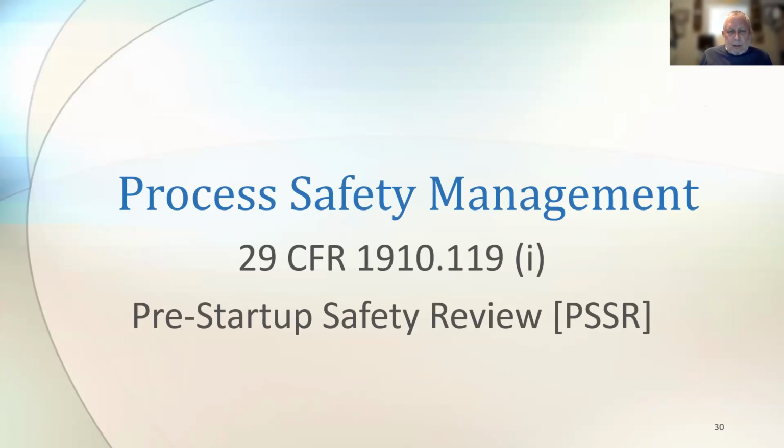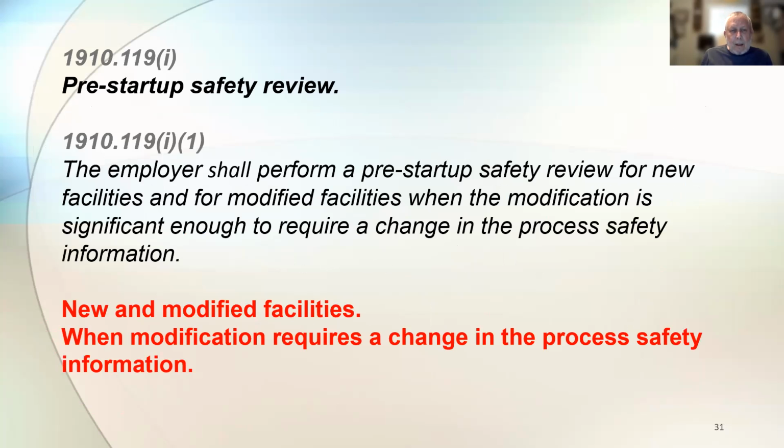One more thing, that process pre-startup safety review, usually called PSSR, 1910.119 paragraph I. The employer shall perform a pre-startup safety review for new facilities and for modified facilities when the modification is significant enough to require a change in the process safety information. Remember, the previous paragraph was entirely about process safety information. So new facilities and modified facilities, when the modification requires a change in the process safety information, which is almost a change in anything.